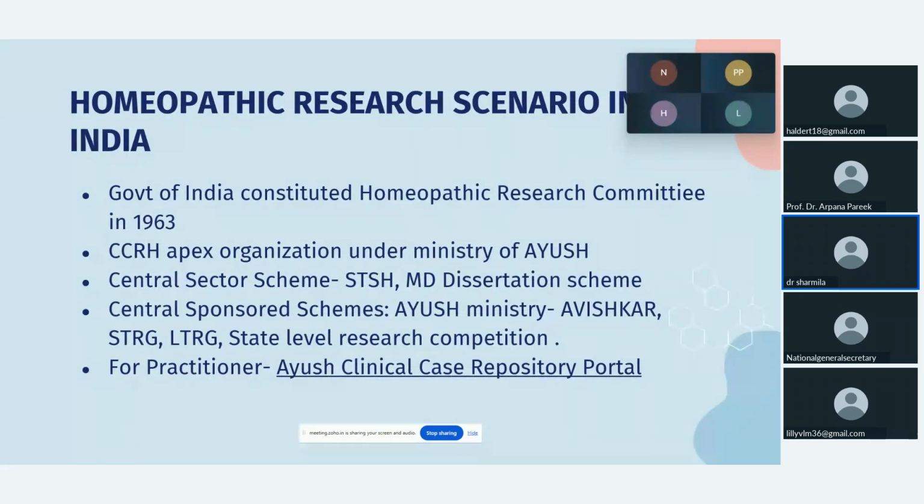Homeopathic research scenario in India: we have different committees, and CCRH is the apex organization under this. If you are students, you can go with different schemes like STSH and the MD dissertation schemes, which also provide you funding and give you a boost to do our research. And central sector schemes are also available under the Ayush Ministry: Avishkar, STRJ, LTRJ. These are short-term research grants, and research competitions are also there. I would request that every student participate in such competitions, as it will not only motivate you but also make you think more about what can be done and how we can improve it.